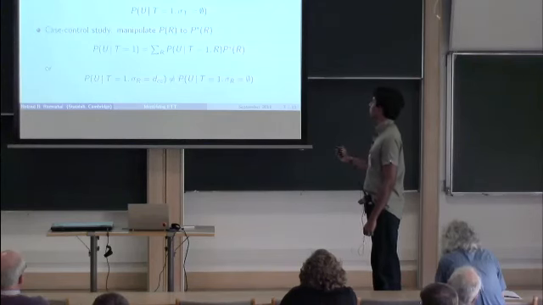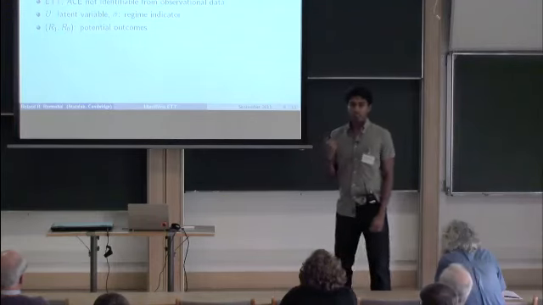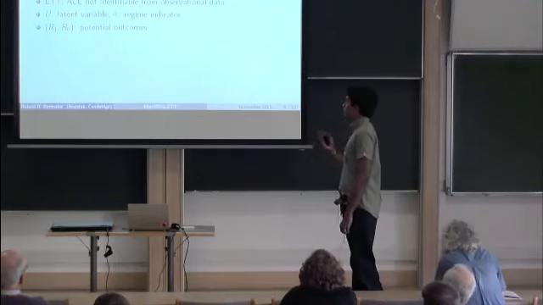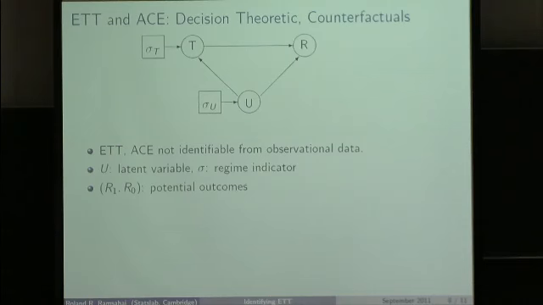So that's the various study types. How about conditions for identifying ETT from an observational study when we have confounding? This is a diagram that I don't have time to explain formally what the DAG means, but it roughly just has treatment, response, unobserved confounder, and these sigma variables which represent the strategy by which T acquires its value and U acquires its value.